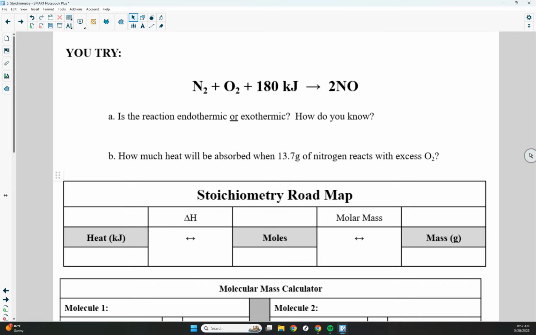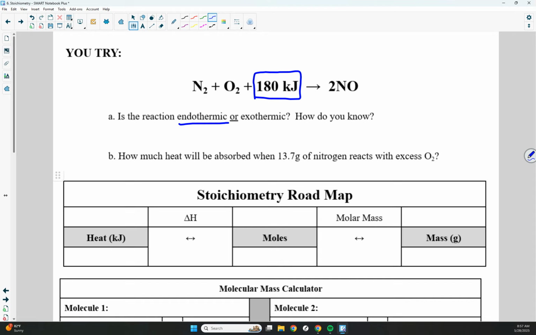Welcome back. Let's do the U-try together. Part A says, is the reaction endothermic or exothermic? In this case, we have the energy on the reactant side, and it's positive, so that means it's going to be endothermic because it's showing that the energy is necessary to make this reaction occur. So we use a positive number there.